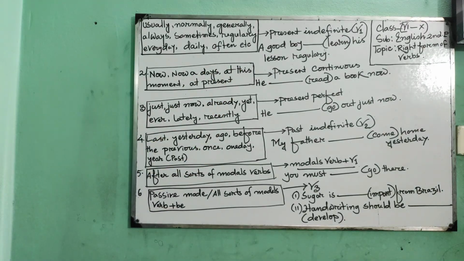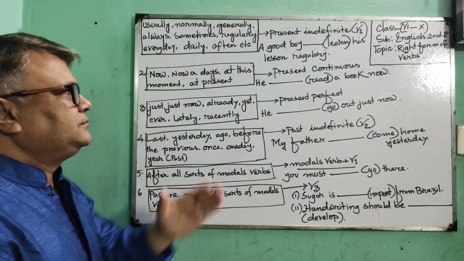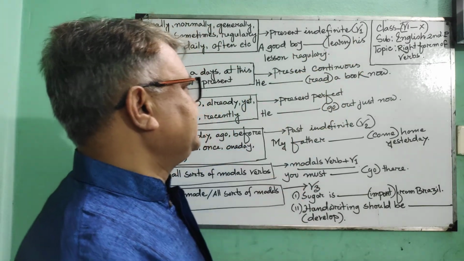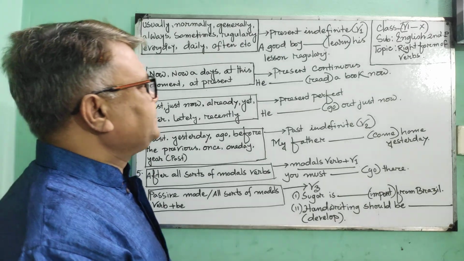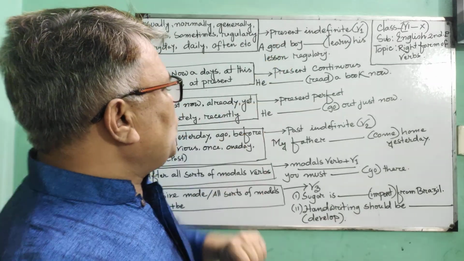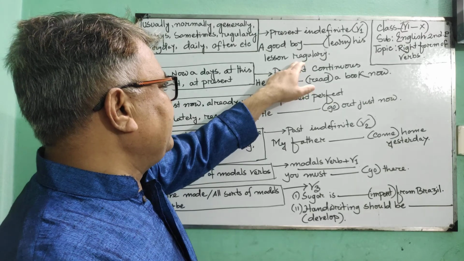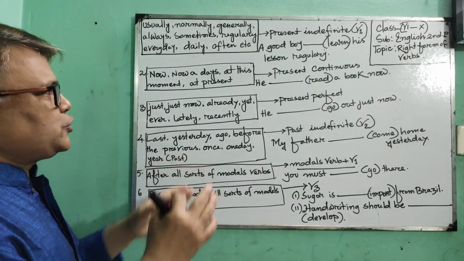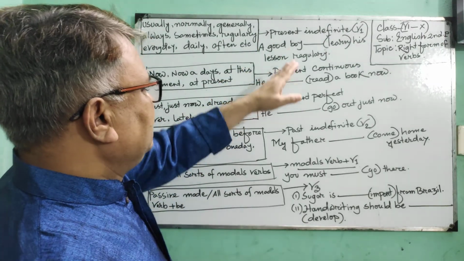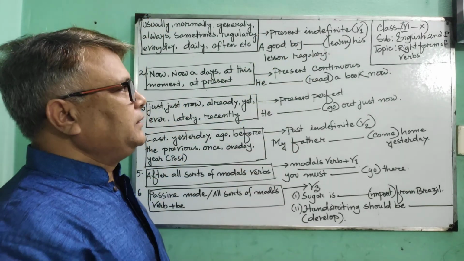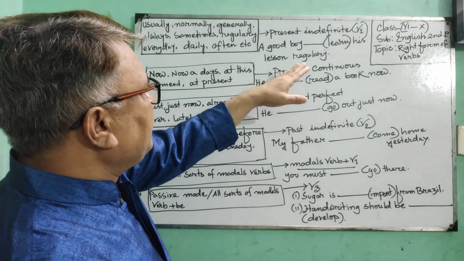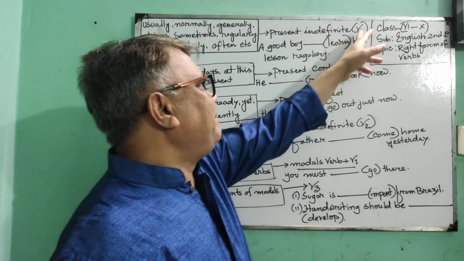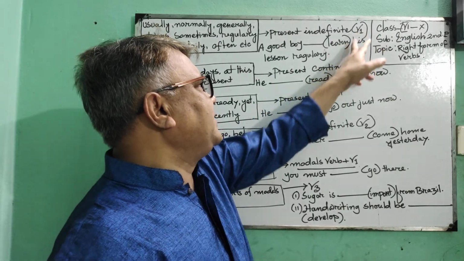My dear learners, you can see an example. A good boy dash learn his lesson regularly. So we have already found regularly in this sentence. Can you get what type of tense should be? It should be present indefinite tense, and verb should be V1, that is present form.